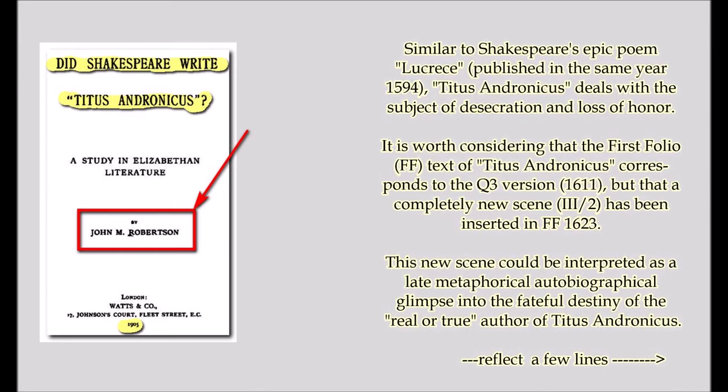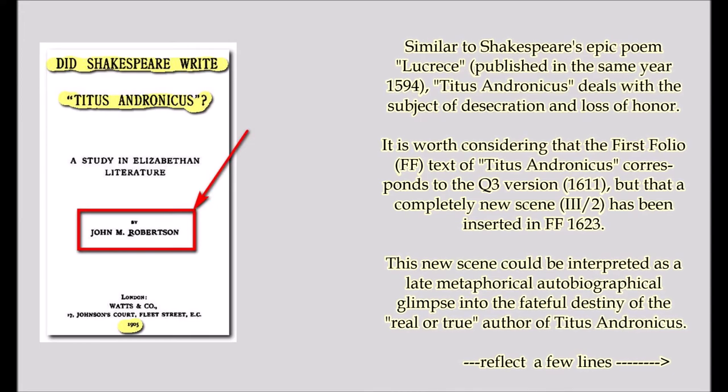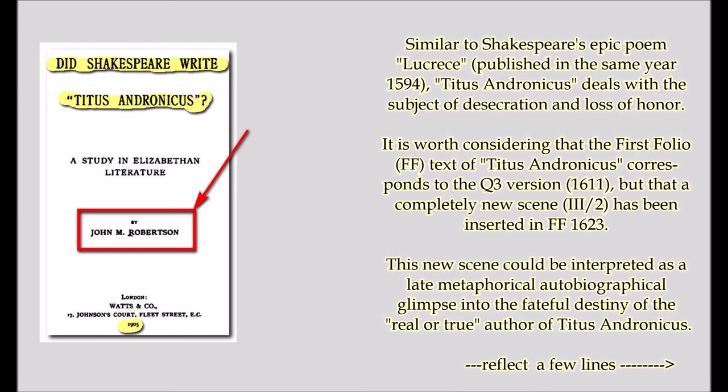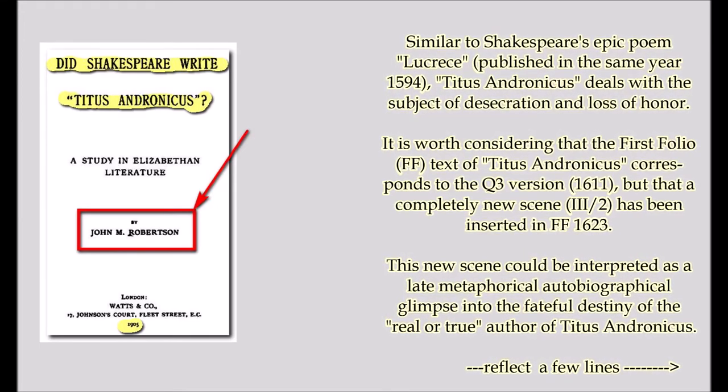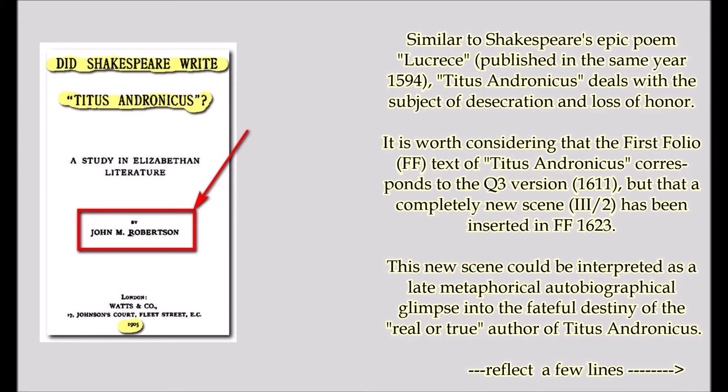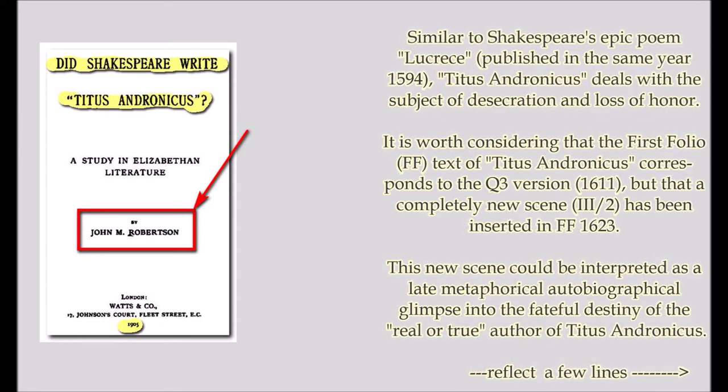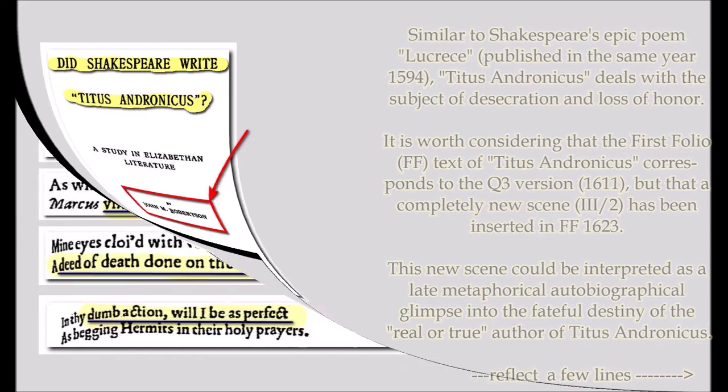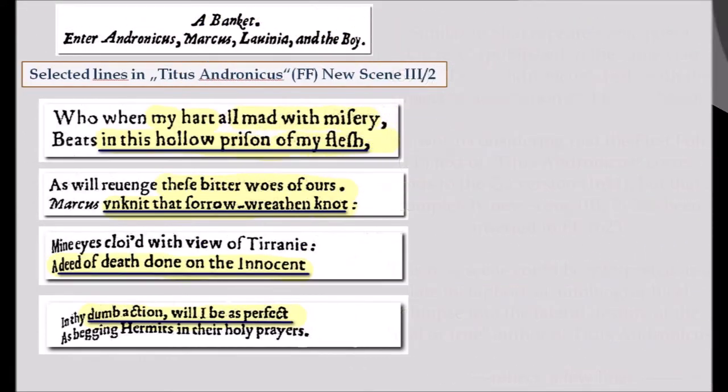It is worth considering that the First Folio text of Titus Andronicus corresponds to the Q3 version, but that a completely new scene has been inserted here. This new scene could be interpreted as a metaphorical autobiographical glimpse into the fateful destiny of the real or true author of Titus.